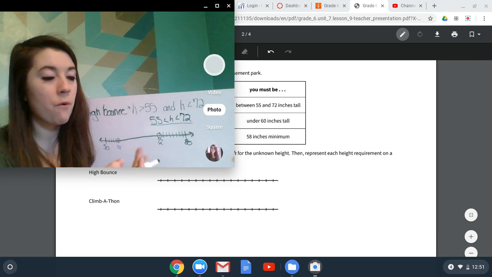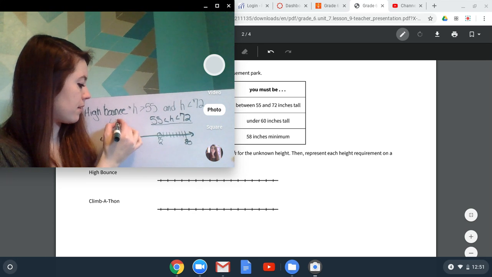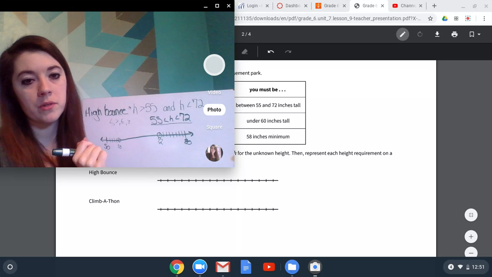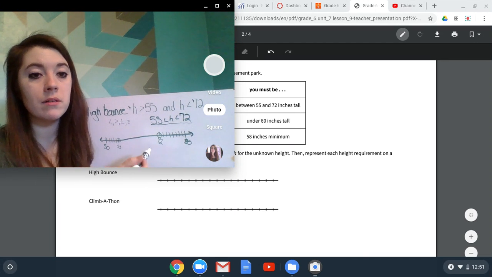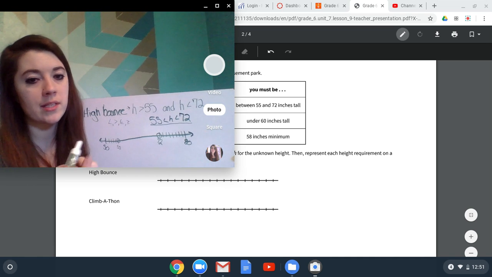So we actually have 4 inequality symbols. We've got less than, greater than, less than or equal to, greater than or equal to. So when we have the greater than or equal to's, then instead of open circles, we'd have closed circles, which I'll address in a little bit.